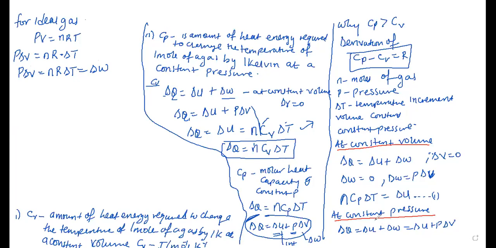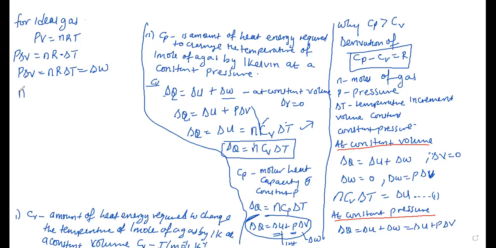And I think I made a mistake. This was supposed to be Cv. Have you seen that mistake I made? It was supposed to be n Cv delta T. So that is the case.